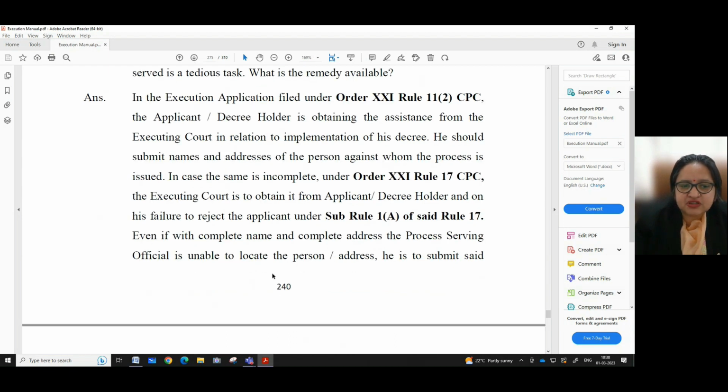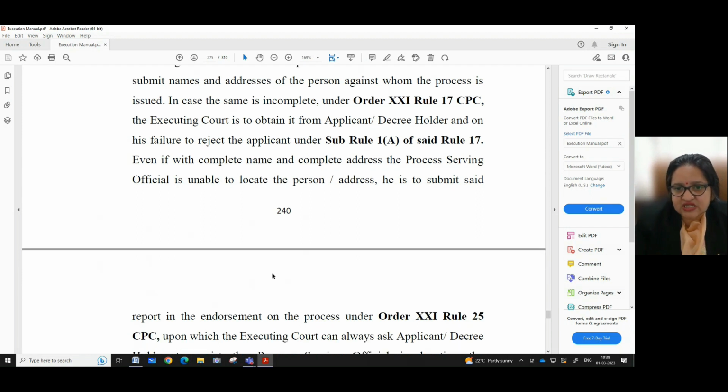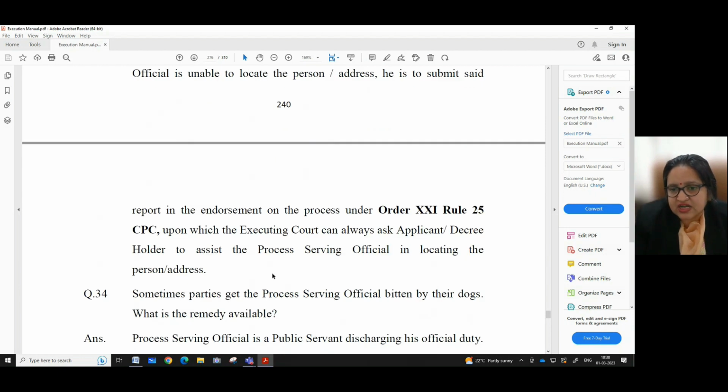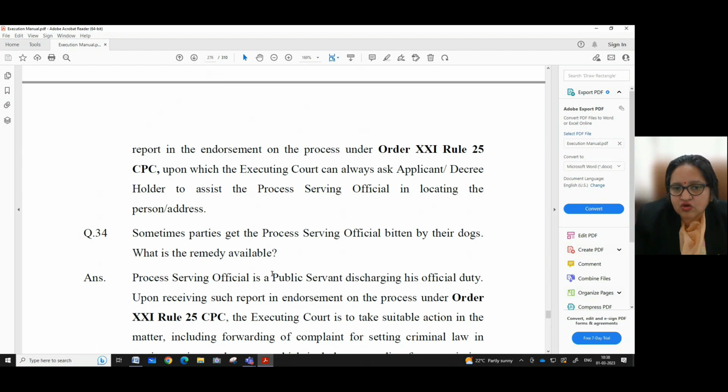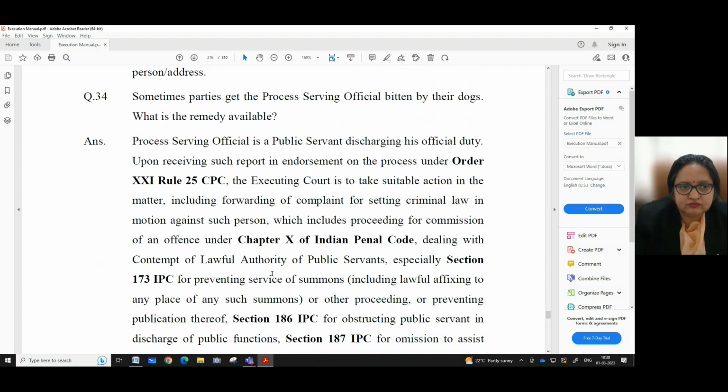Even if with complete name and complete address, the process serving official is unable to locate the person or address, he is to submit said report in the endorsement on the process under Order 21, Rule 25 CPC, upon which the executing court can always ask the applicant or decree holder to assist the process serving official in locating the person or address. Another question is that sometimes parties get the process serving official bitten by their dogs. What is the remedy available?